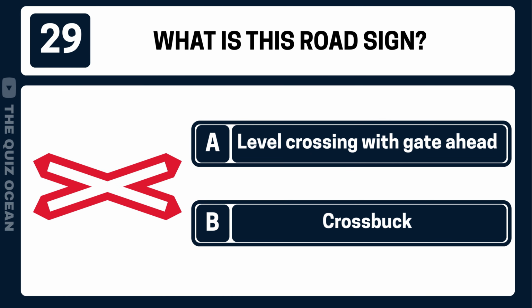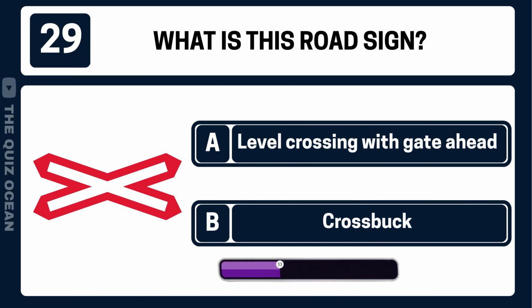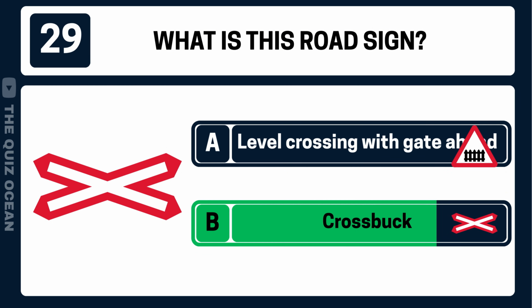What is this road sign? A. Level crossing with gate ahead. B. Crossbuck. Correct. This sign marks a crossbuck at a level crossing.